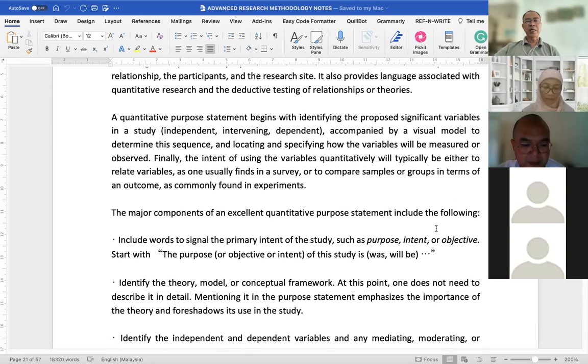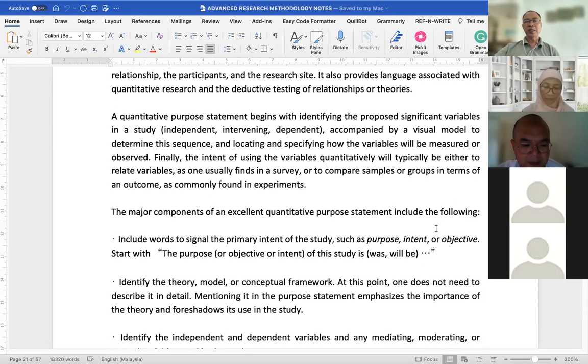A quantitative purpose statement begins with identifying the proposed significant variables in the study: independent, intervening, dependent, accompanied by a visual model. So it has to have visual models, just like the one that I showed you. The visual model contains all the variables, and the arrow shows a relationship. Okay. To determine the sequence and locating and specifying how the variables will be measured or observed, and the nature of the relationship.